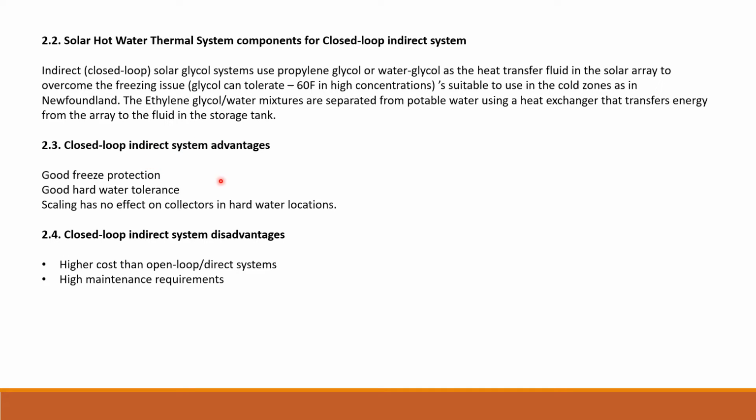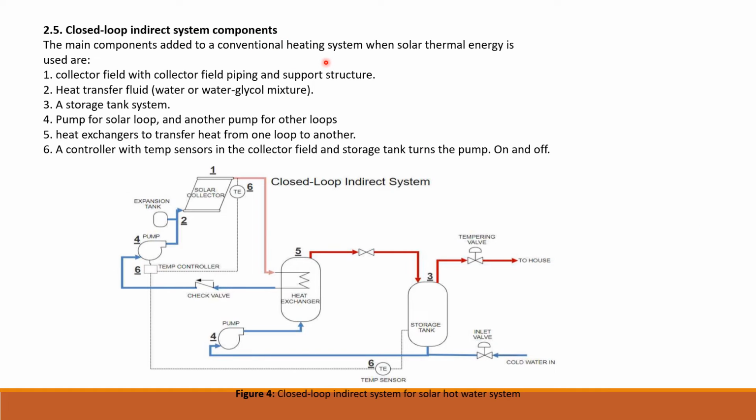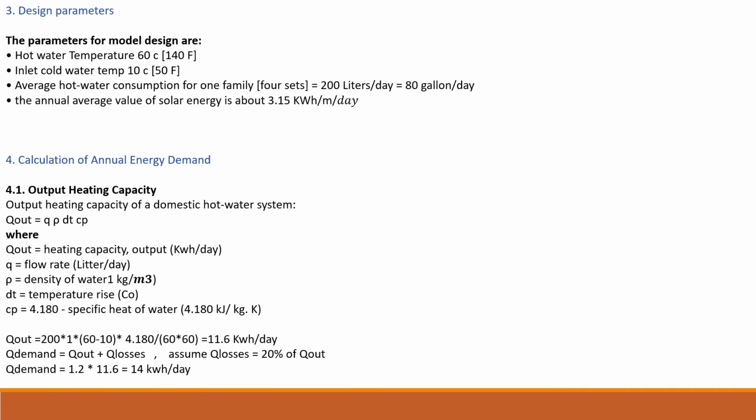In the closed-loop indirect system, the advantages are good freeze protection and good hard water tolerance, and the disadvantages are higher cost compared to open-loop direct systems and high maintenance requirements. In the closed-loop indirect system components, the main components added to the heating system are the collector field with collector field piping and support structure, heat transfer fluid, a storage tank system, a pump for the solar loop, a heat exchanger to transfer heat from one loop to another, and a controller. Here you can see the diagram of a closed loop indirect system for a solar hot water system.